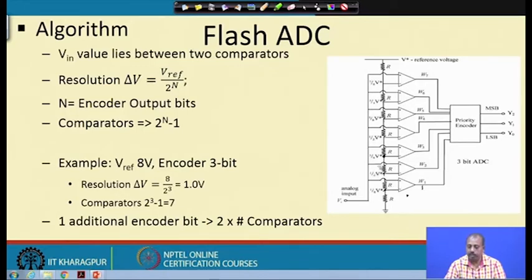Similarly, at this point, if it is more than 1/4 V star, then this bit is also set to 1. It may so happen that at some point V in becomes low, so this becomes 0. The rest of the bits are 1, and all the bits from that point onward will be 0. Then it goes into a priority encoder. The priority encoder will see that these 3 bits are 1, accordingly it will do an encoding and produce a 3 bit output.